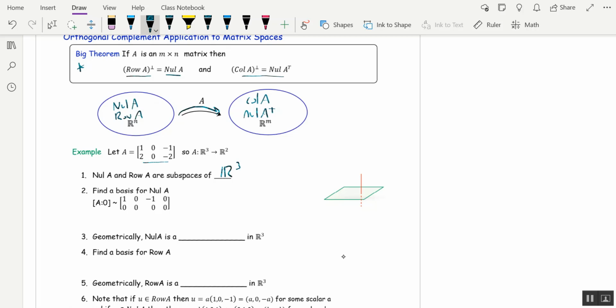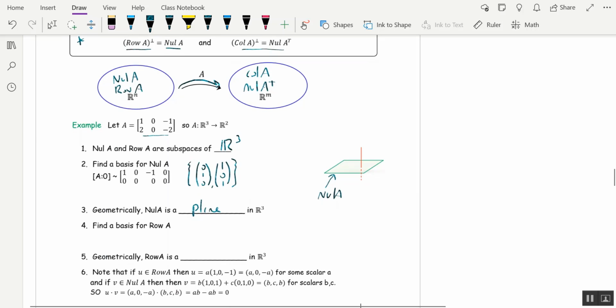Find a basis for null A. So I took A augmented with 0, and you can double check that when you get your basis vectors, there'll be 0, 1, 0, and 1, 0, 1. Okay, those are two linearly independent vectors in R3, so they span a plane in R3. You can visualize that plane is that green plane there, so that would be null A.